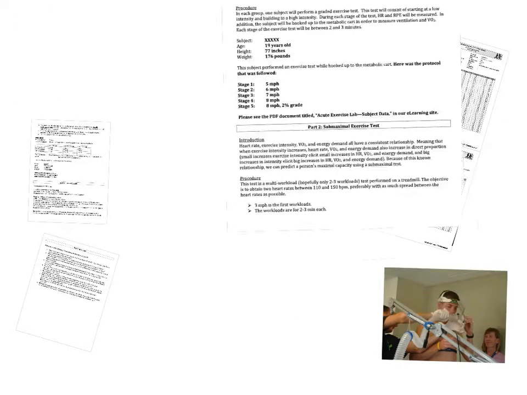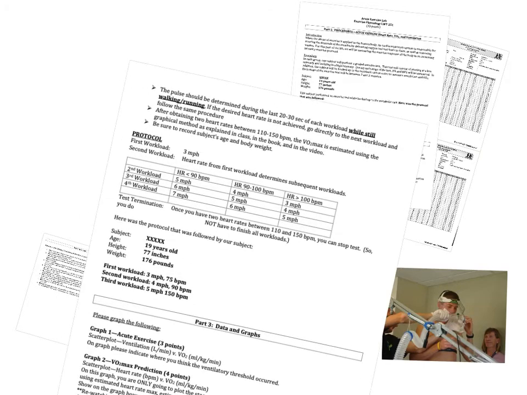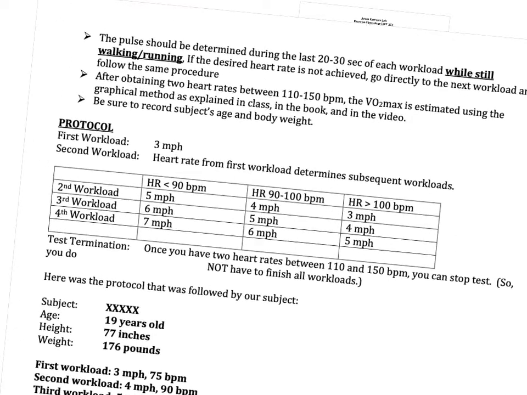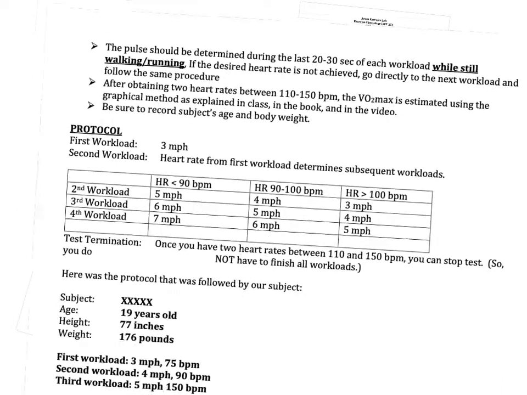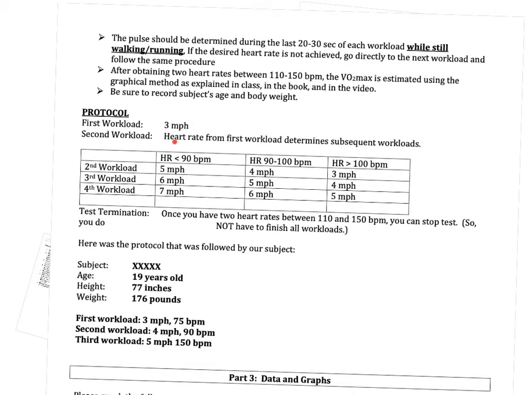So for this submaximal test, there is something called a YMCA protocol, but I didn't use that one. We just used a simple treadmill test. What this treadmill test is, every subject starts at 3 miles per hour. So we have a subject on the treadmill at 3 miles per hour, and after they're there for 2 or 3 minutes, we measure their heart rate. And then that heart rate, while they're at 3 miles per hour, determines the subsequent workloads.